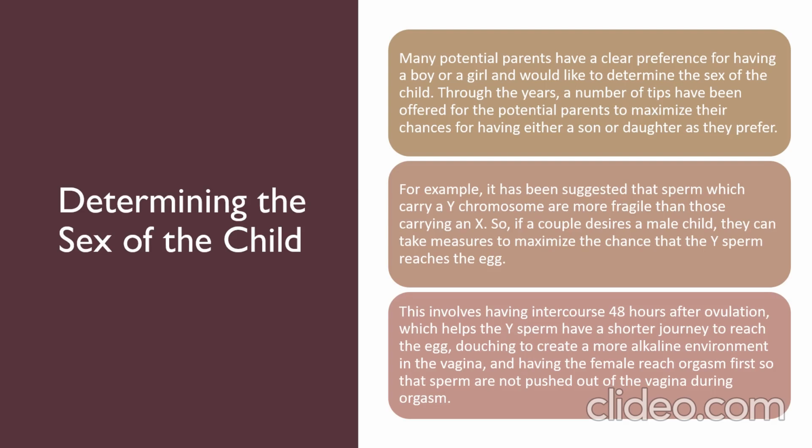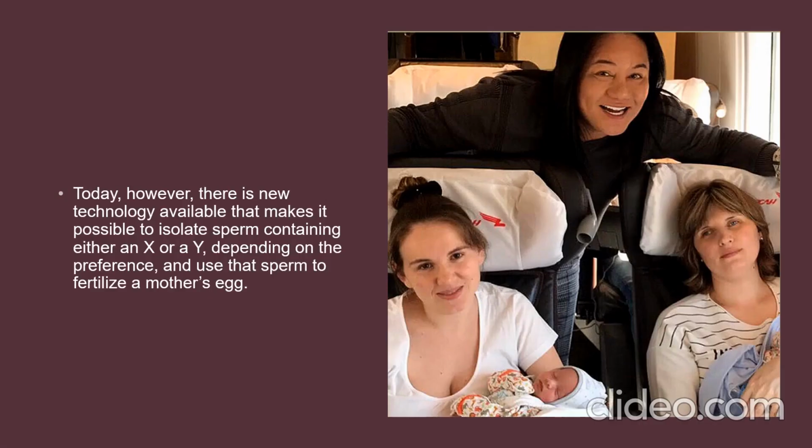Douching to create a more alkaline environment in the vagina. Douching, meron silang ginagamit, no? Tapos, to clean the vagina, and having the female reach orgasm first so that sperm are not pushed out of the vagina during orgasm. So, ang dami nilang tips na sinasabi para magkaroon ka ng anak na lalaki. Today, however, there is a new technology available that makes it possible to isolate sperm containing either an X or a Y, depending on the preference, and use that sperm to fertilize a mother's egg. So that would be in vitro fertilization.